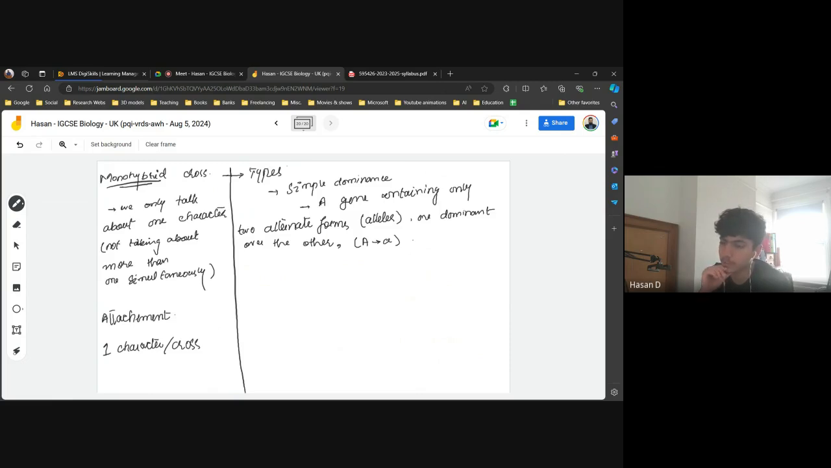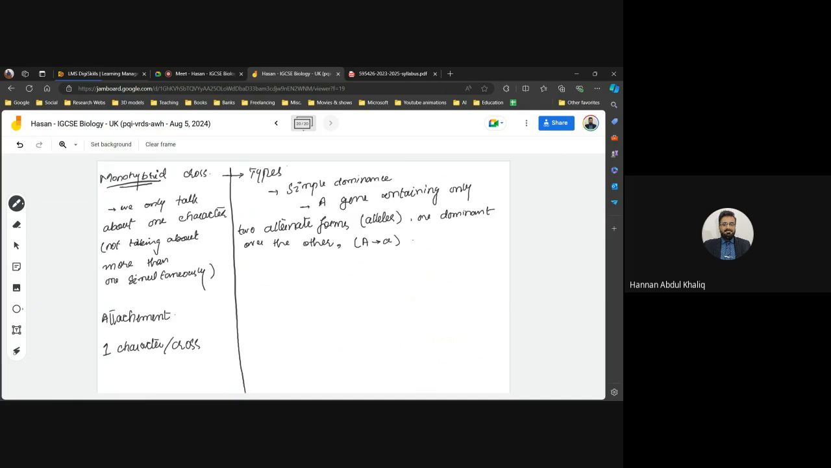Suppose, mutation. Let me give you an idea. Yeah, very good. That's the complete answer. So the alleles are formed due to mutation, meaning that if this was the original gene, now it has this alternate form because of the mutation.